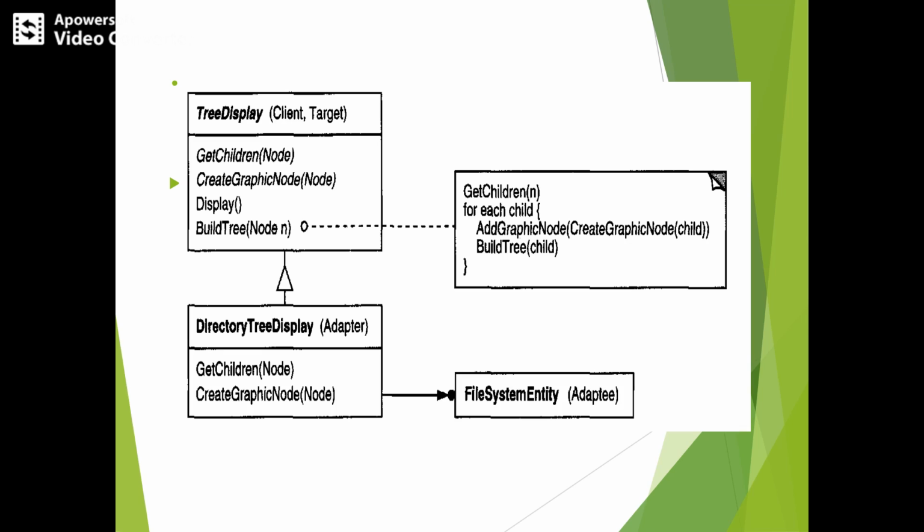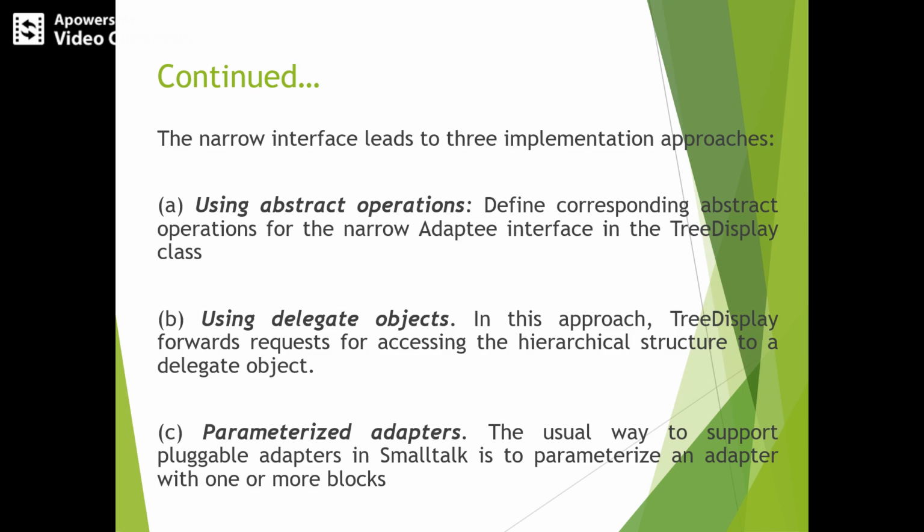Directory tree display, get child of node, again this one is the file system entity, that is the adaptee. So the get children small code will be written, add public child. This is how the tree display, majorly the client and target, connects to the pluggable adapter, the directory adapter, how it can be called and how it can be plugged into the particular adapter. Here there are three implementation approaches we will discuss one by one.